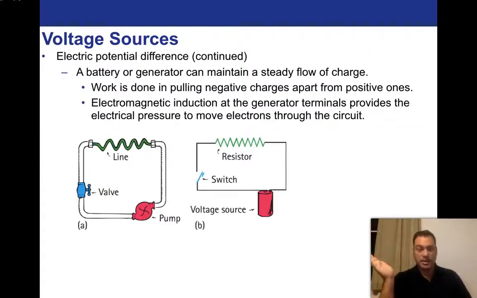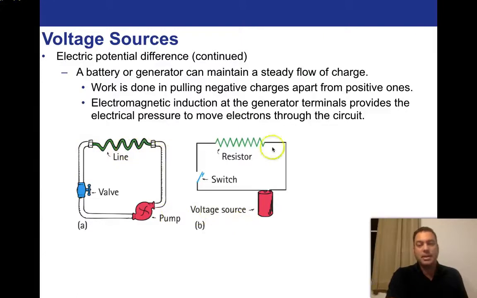And of course, we also know that potential in electrical systems is called voltage, right? So electric potential difference is usually generated by a battery or a generator. That's usually what does this. The work is done by pulling negative charges apart from positive ones. Electromagnetic induction at the generator terminals provides the electrical pressure, I like that word pressure, to move electrons through the circuit. So just as we have a water pump here pushing things through a valve, the valve is the on and off switch, and then it goes through a line of resistance of some sort, right? So notice how this line is smaller than this one, so it actually kind of backs the water up somewhat, and then it goes back through the pump.